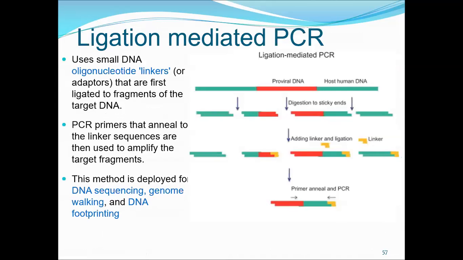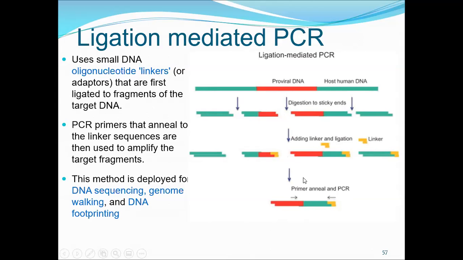Then comes the ligation mediated PCR. So ligation mediated PCR is the one where you use the linkers at the ends of the DNA fragments of which you don't know the sequence. So for an unknown DNA sequence, what you do is you digest it to make the sticky end. Then you add the linkers, and since you know the linkers sequence, you can have the primer specific to the linkers, and then it is easier to identify.